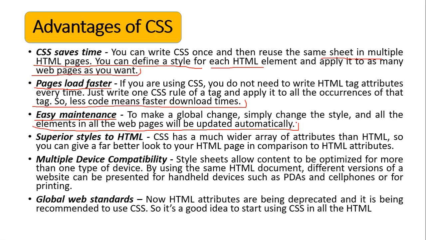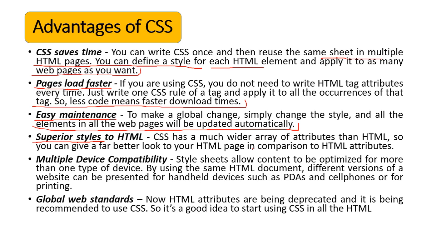Easy maintenance. After that, superior style to HTML. So CSS has a much wider range of attributes than HTML, so you can give a far better look to your HTML page in comparison to HTML attributes. When we learned HTML, we applied some designing within our HTML text, like changing font colors, font style, font size, and then alignments. All those attributes are limited, but with the help of CSS, we can do much more than that.